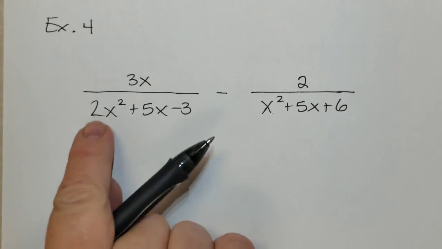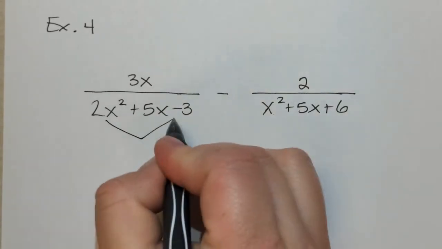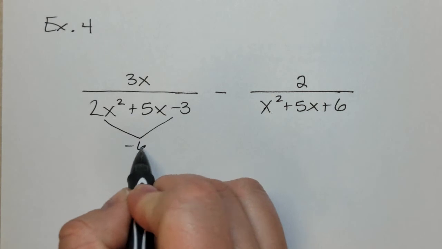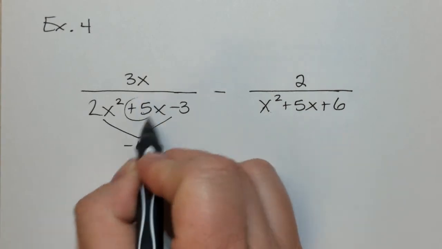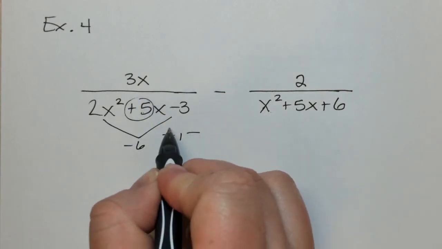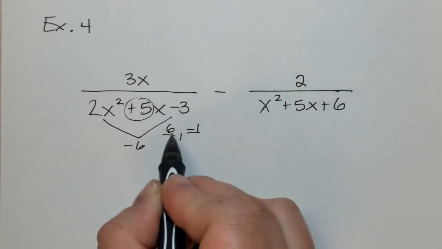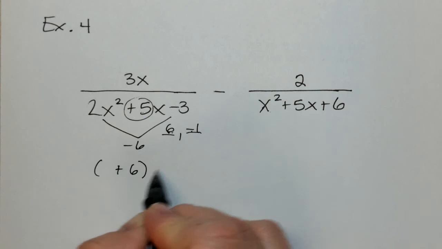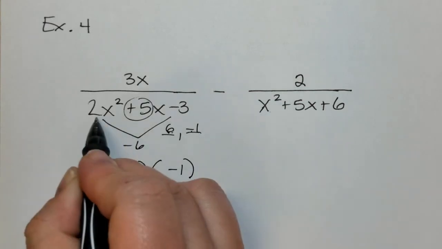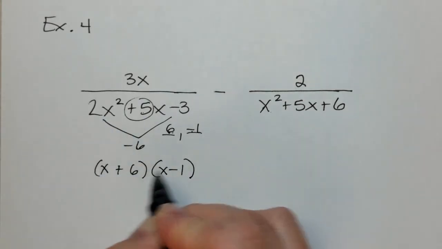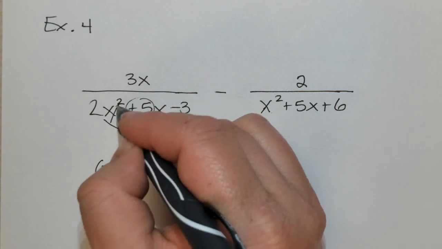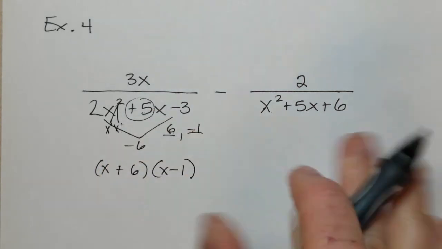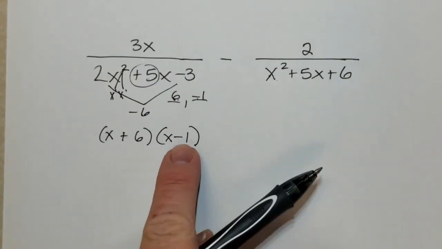Example number 4, again focusing on the denominators. So what multiplies to equal negative 6 and combines to give us a positive 5? Oh, that would be positive 6 and negative 1. Let's check. Multiplies and combines. So plus 6 and minus 1. And I'm going to put an x in front. I know it's just one x because when I take this number and divide it by 2, it's x to the first, x to the first. So it's x to the first and x to the first.